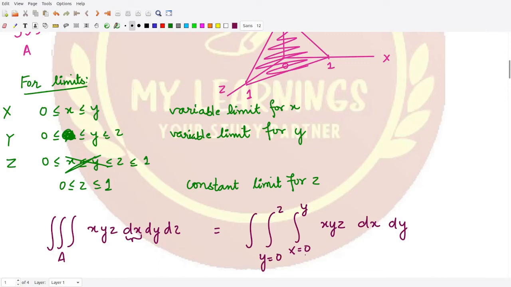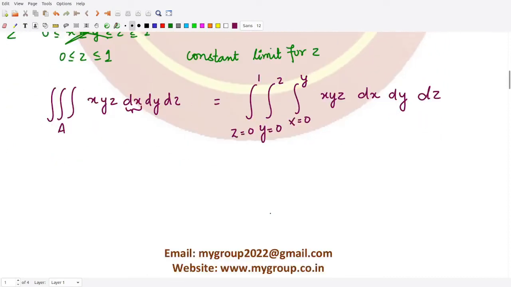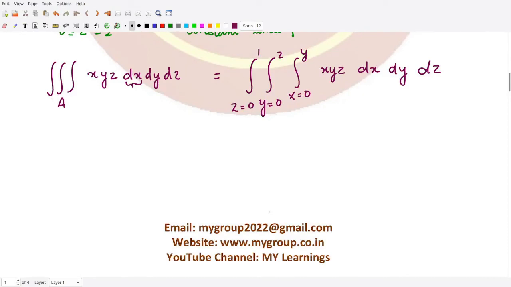Now it would be obvious that whatever you solve here would come out in terms of y and z only, and next, whatever you solve for y would come out in terms of z, and finally you would have the limits for z, right? What would be those? They are the constant limits from 0 to 1. So this is all you need to know for this question.